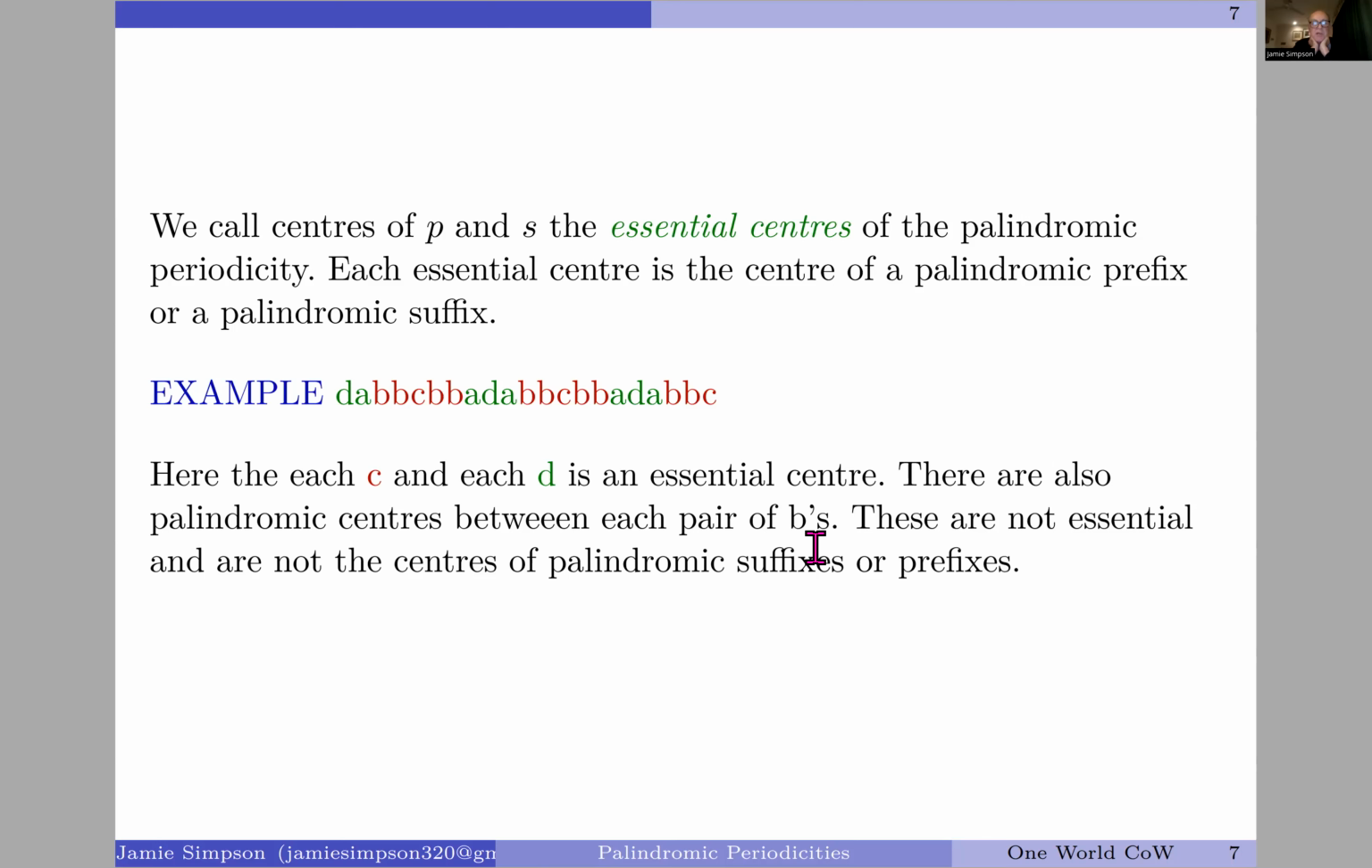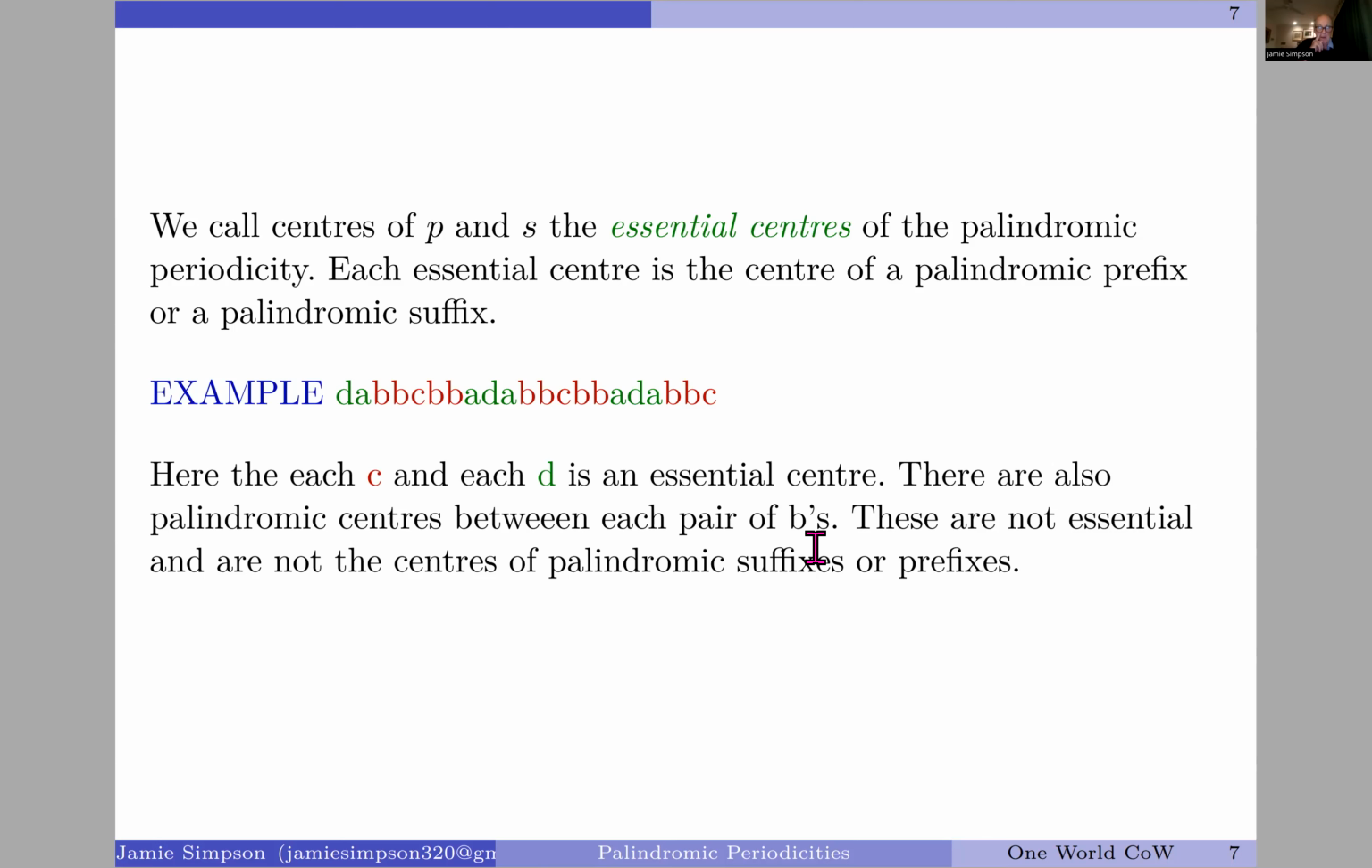And these centers of the palindromes are called essential centers. That's to distinguish them from other palindromic centers which might occur in the word. So in this example below, the essential centers coincide with the C's and the D's. There's also a palindrome BB appearing in it, and that's got a center. It's not an essential center.